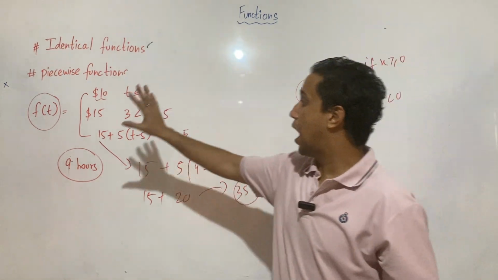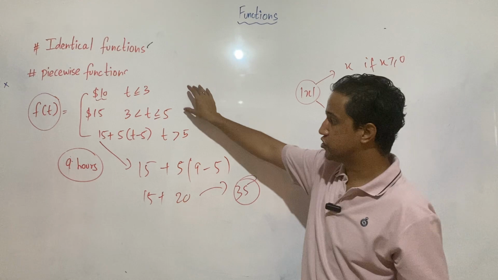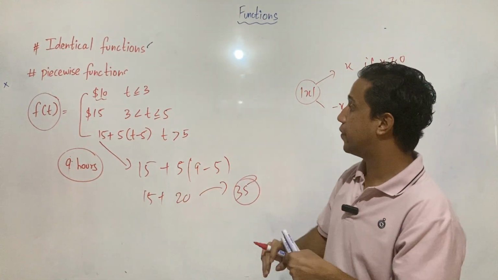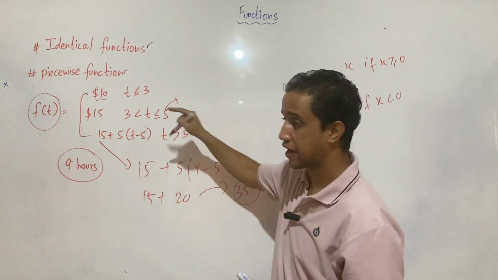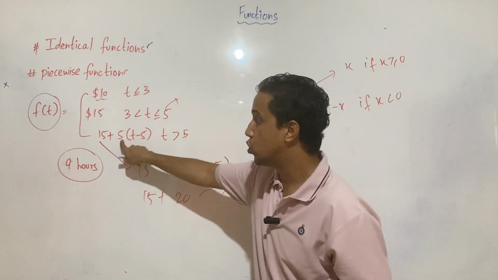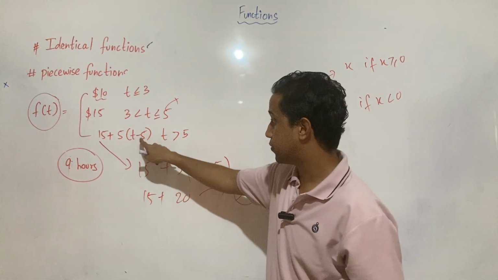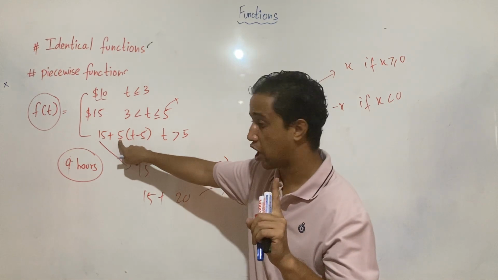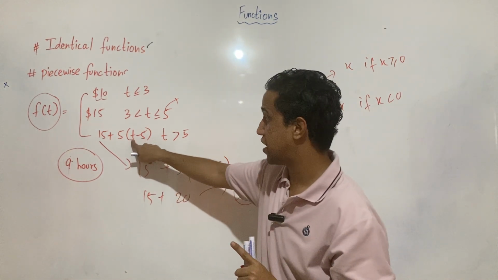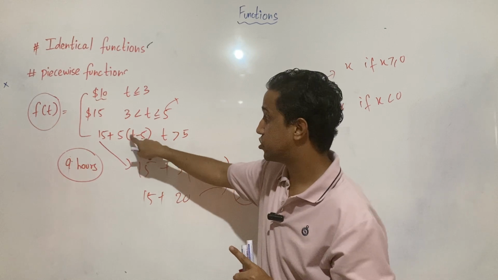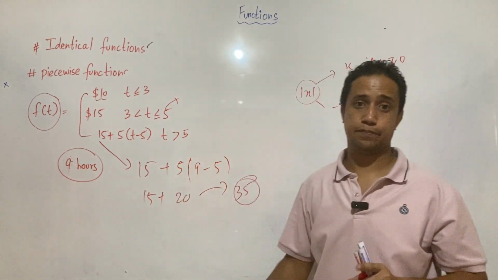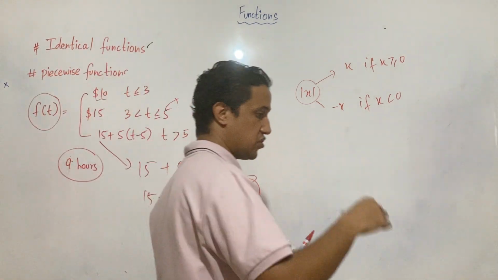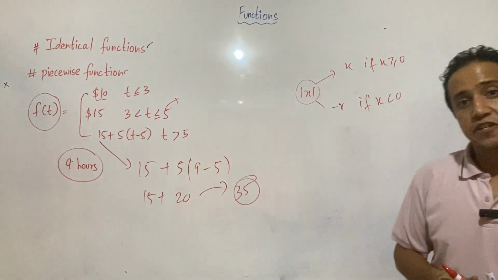Why? Because after 5 hours you are charging $5 per hour. That's what it says, that if the number of hours exceeds 5, then they are going to charge $5 per hour. If t is 6, then for 1 hour they will charge $5. If t is 7, for 2 hours they will charge 5 times 2, 10. So when we divide this whole complex function into pieces, things get easier.